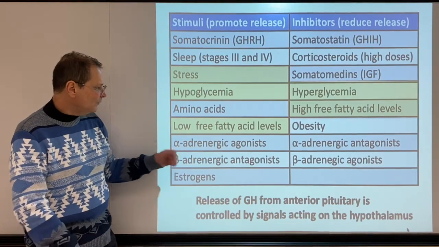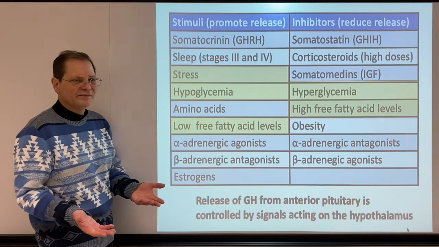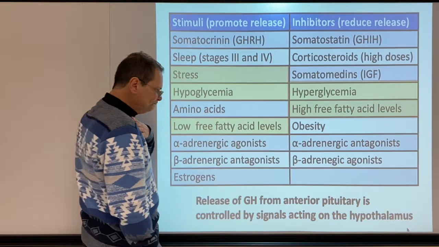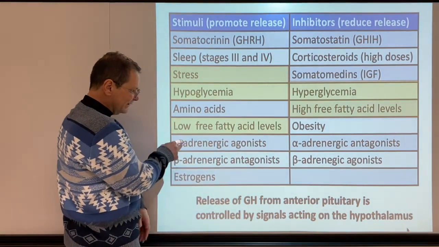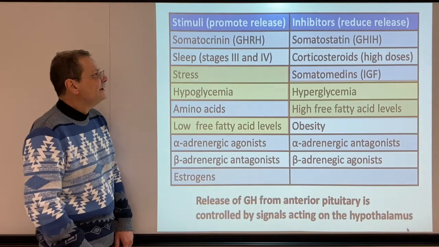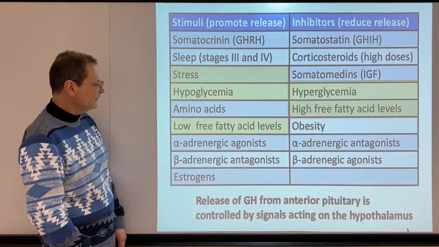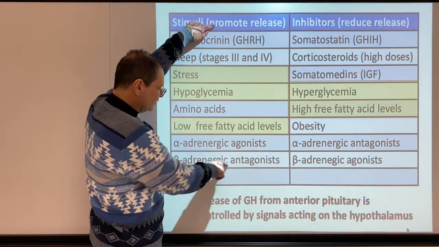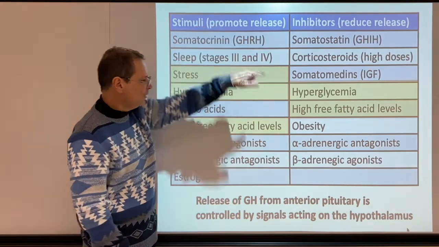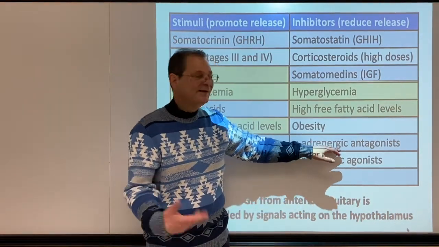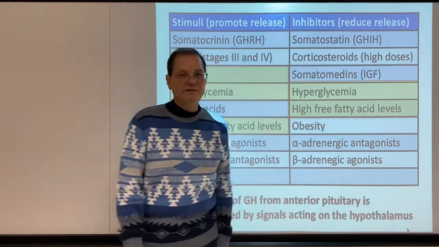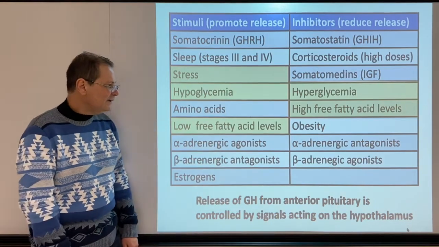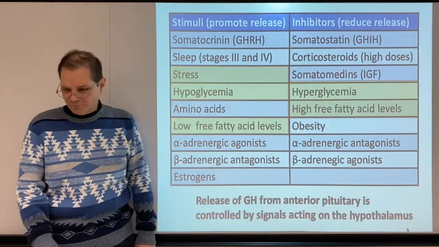Just a side note, of course you know the overall effects of catecholamines will be to increase plasma glucose levels, but you can pharmacologically alter the release of growth hormone. Alpha adrenergic agonists will stimulate the release, beta adrenergic antagonists will stimulate the release of growth hormone, and alpha adrenergic antagonists and beta adrenergic agonists will decrease the release. Not something that I'm particularly worried about at the moment, but you may hear it from the pharmacologist, so there it is for you.